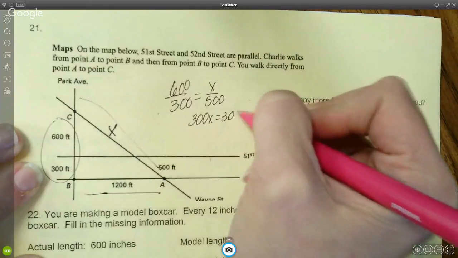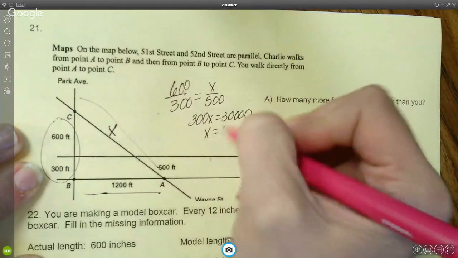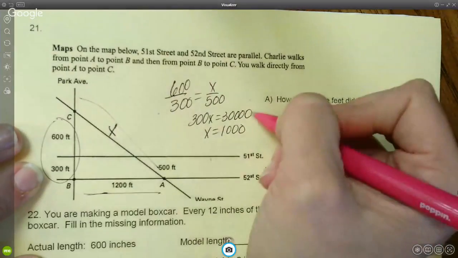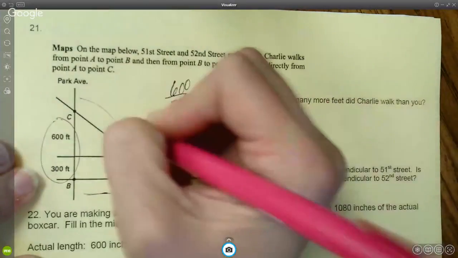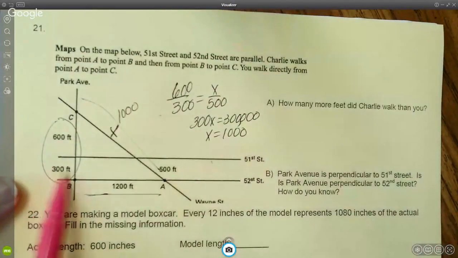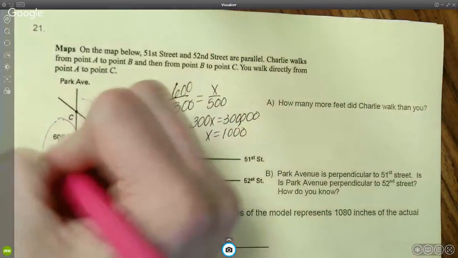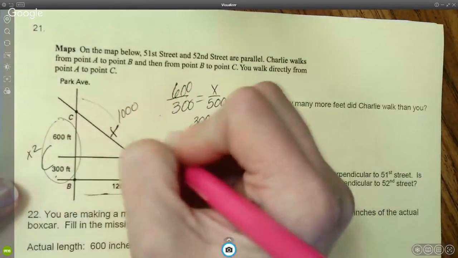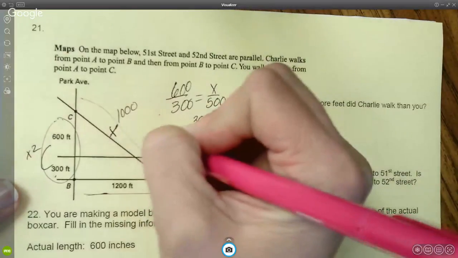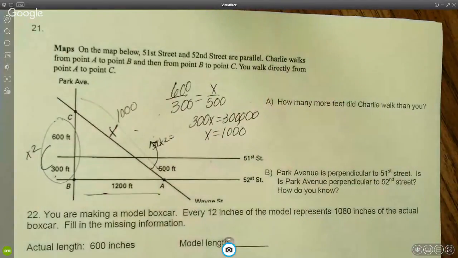300x equals 30,000. Divide, x equals 1,000. What did I miss? 4 zeros, 300,000. So now we know this is 1,000. Now, most of you probably just noticed 300 times 2 gave me 600, so you might have just done 500 times 2 to get 1,000, which is totally fine.